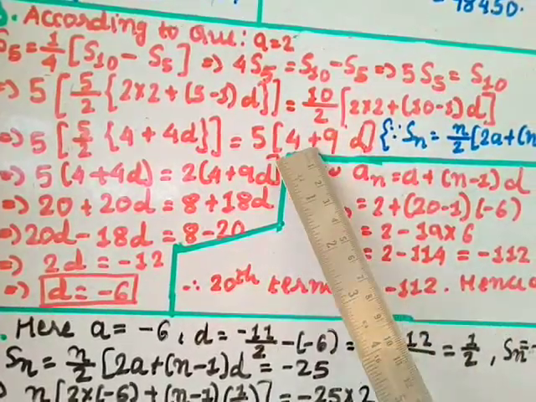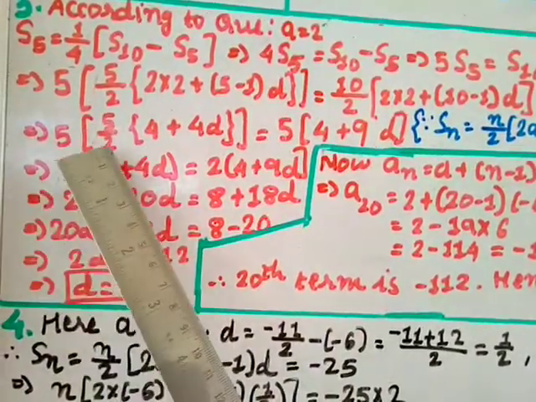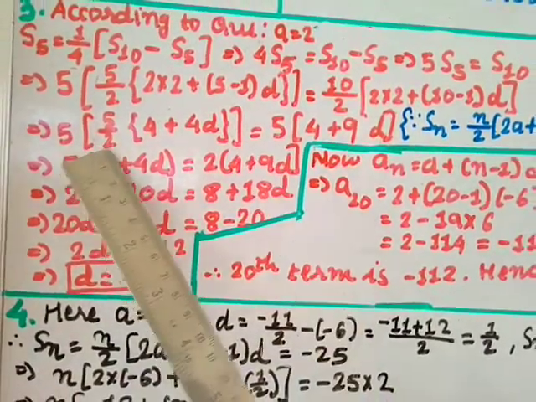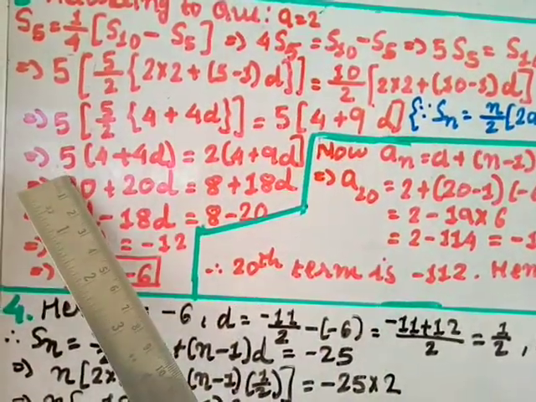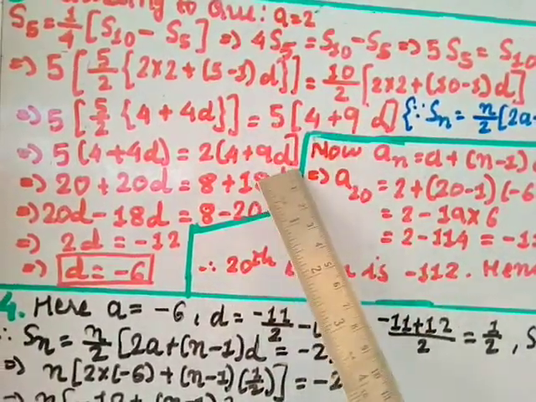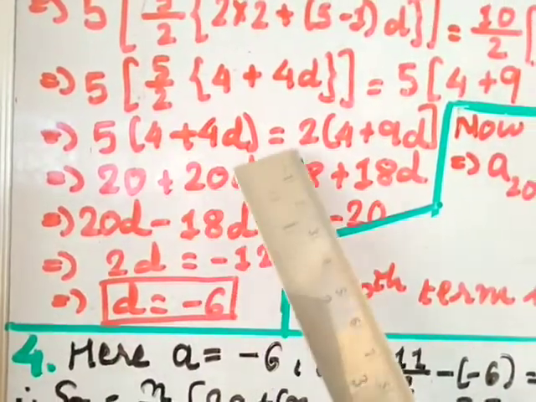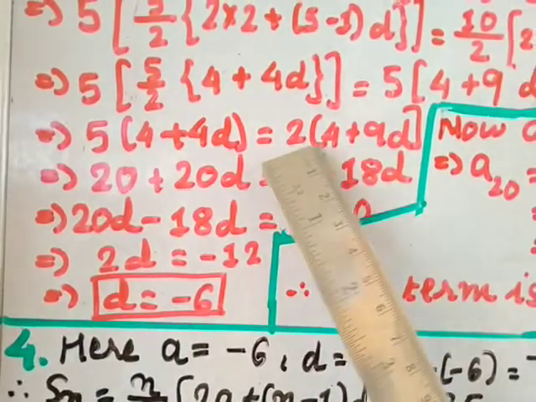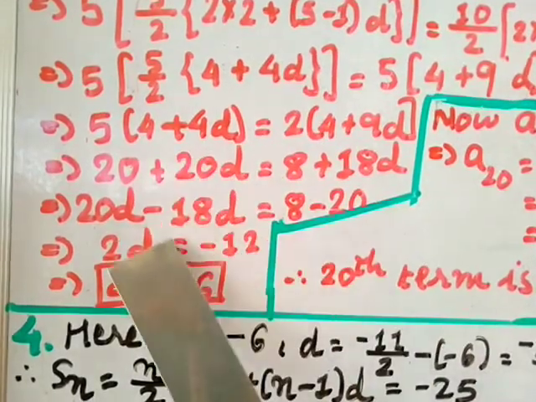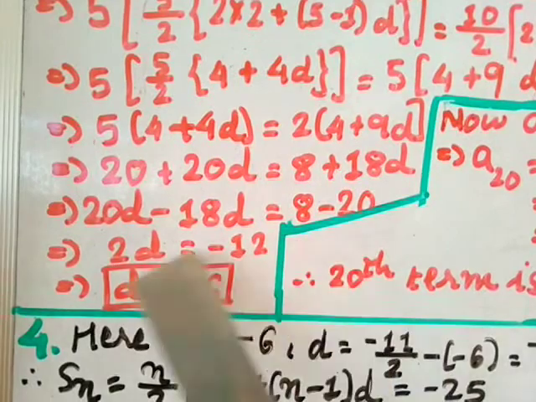After simplifying, this 5 and this 5 you can cancel out. After cutting the outside 5, this 2 you transfer over here, and the 5 remains here, into 4 plus 4d, equal to 4 into 4 plus 9d. Multiply inside: 5 into 4 is 20 plus 20d, equal to 4 into 2 is 8 plus 2 into 9 is 18d. 20d as it is, the 18d transfers so it becomes minus 18d, equal to 8 as it is, and 20 transfers so it becomes minus 20.